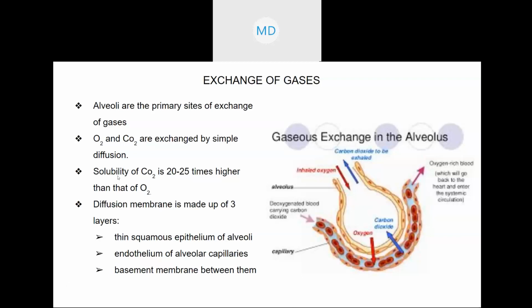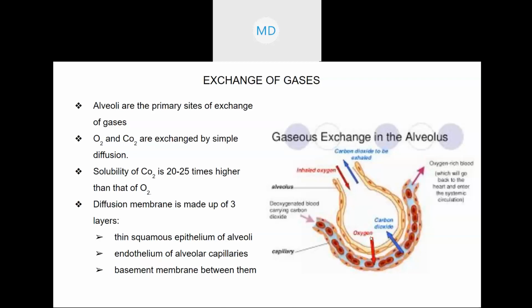The solubility of carbon dioxide is 20 to 25 times higher. Memorize this. Solubility of carbon dioxide means what? Carbon dioxide is 20 to 25 times more soluble, which means the carbon dioxide will diffuse more easily than the oxygen. Since its solubility is higher, for example, this is not the exact amount, I'm just giving an example.